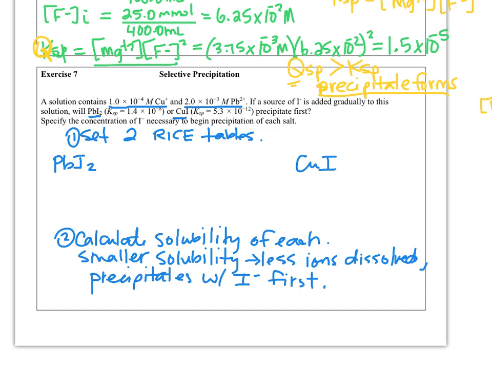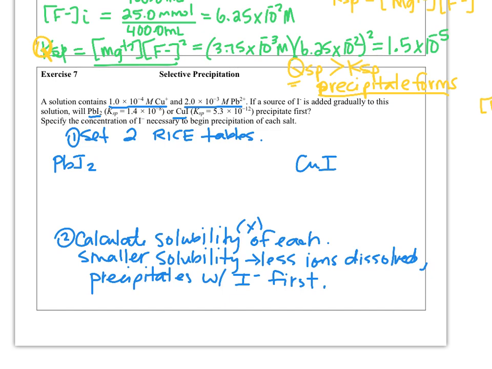Okay, so that's really all you're looking for. You're going to do two separate ICE tables, and then you're going to calculate the solubility of each. Remember, solubility is x of each. And then you're looking for the one that produces the smallest number of ions, or the smallest solubility. And that one would precipitate first.